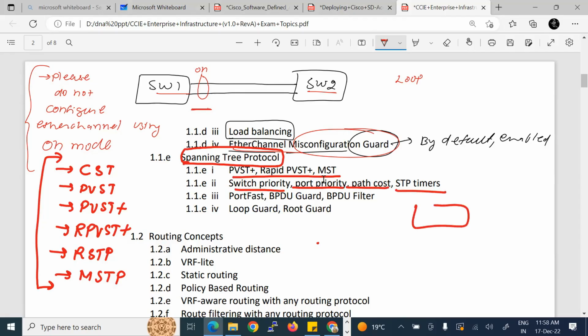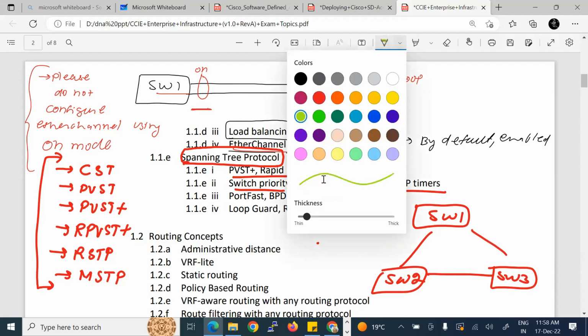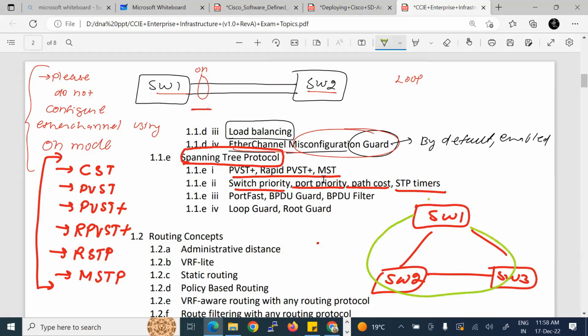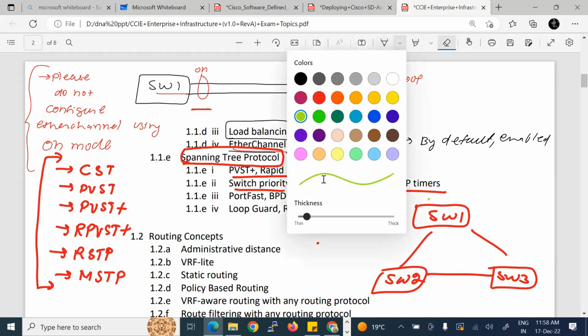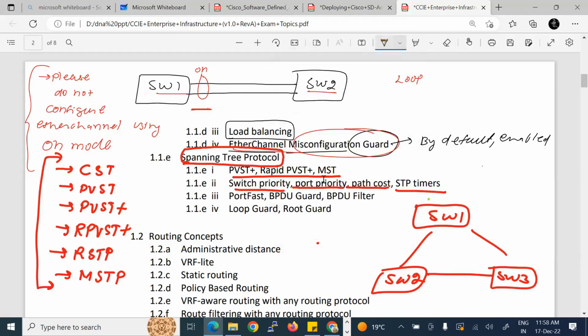Because the first thing in STP is STP elections. If I have, for example, 3 switches, all of them connected in a looped topology, this is a physically looped topology. From switch 1, you can reach switch 1; from switch 2, you can reach switch 2. So we need STP here. And what will STP do? STP will block one of the redundant links. But before doing that, an election will occur in which we elect the root bridge.